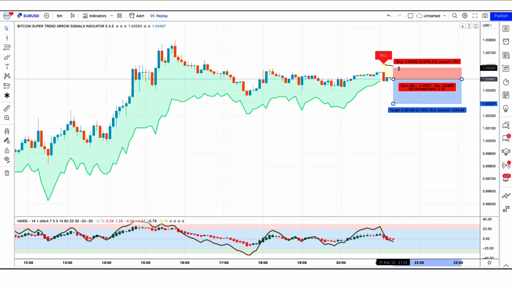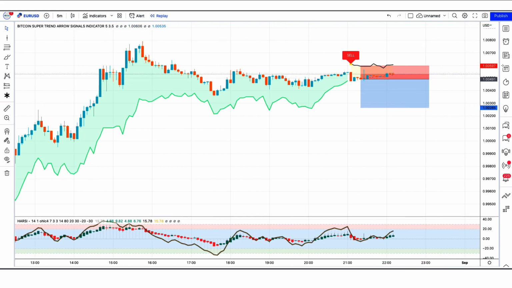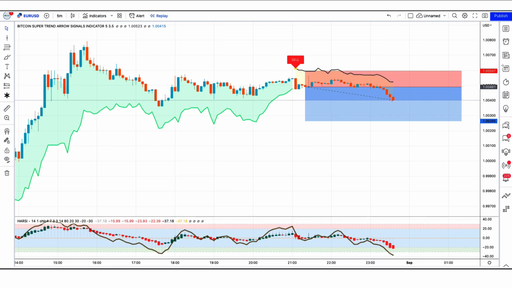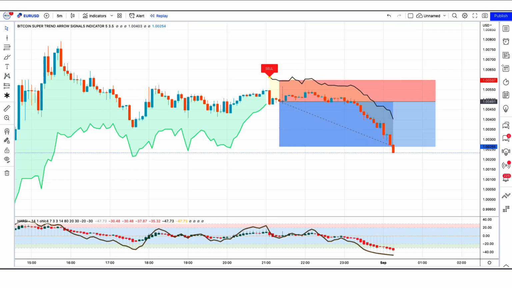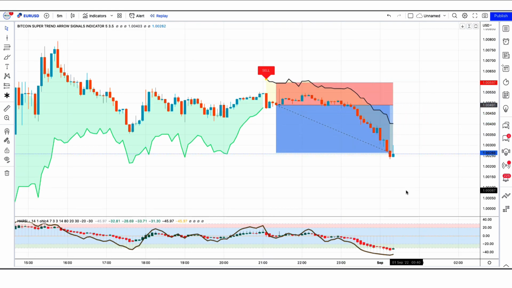Our stop loss will be placed at the super trend arrow signals line. And the risk to reward ratio will be 1:2. Let's see what happens to our trade. Our trade is running in profit. We have won the trade. Let's find the next trade.